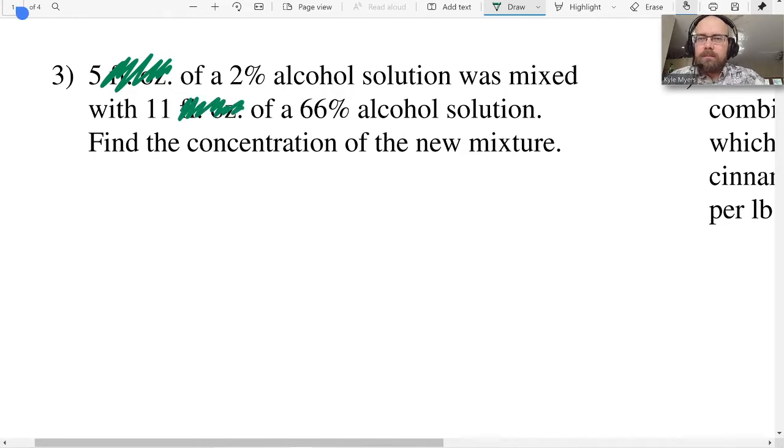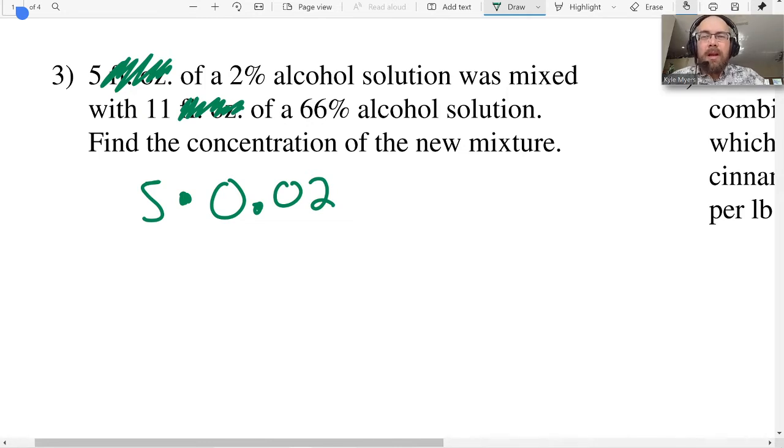All done. Okay, so 5 of a 2% mixed with 11 of a 66%. Find the concentration of the new mixture. This is exactly like number 1. So I'm not going to explain it out, I'm just going to kind of write it. 5 of a 2%. Remember, as a decimal, I'm going to put a leading 0 this time. As a decimal, this would be 0.02.